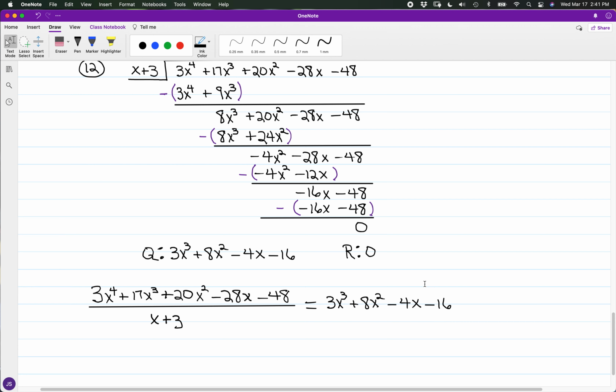Now, in a pencil and paper test, if you had your answer as 3x cubed plus 8x squared minus 4x minus 16, that is a complete answer. In fact, as far as I'm concerned, that would be the complete answer. But with Alex, I'm going to mention this. The way that the software is set up, it's going to stress the remainder over the divisor, even if the remainder is 0.